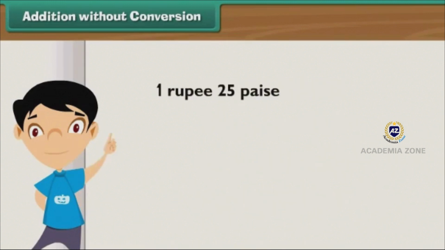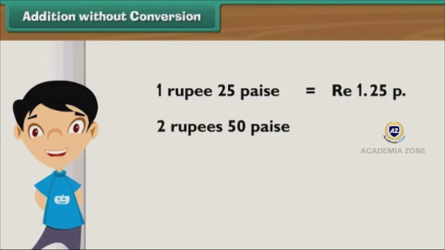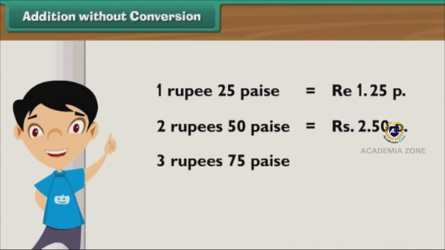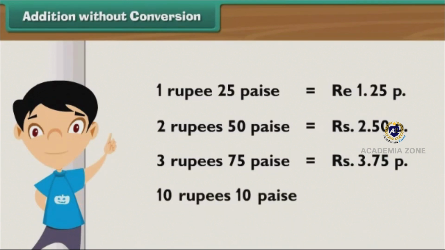Now we can write 1 rupee 25 paise as rupees 1.25p, 2 rupees 50 paise as rupees 2.50p, 3 rupees 75 paise as rupees 3.75p, and 10 rupees 10 paise as rupees 10.10p. Let us now perform additions without any conversions.